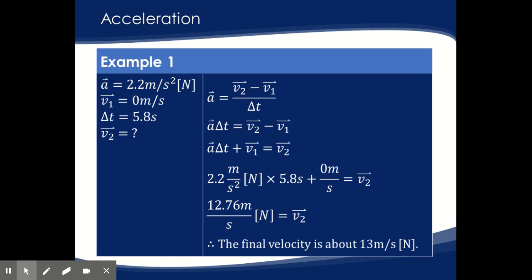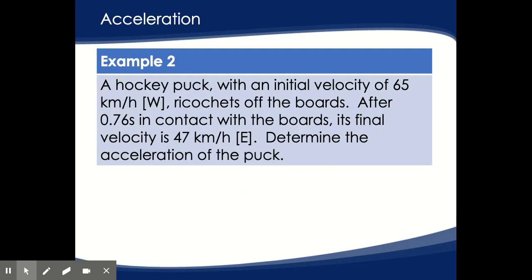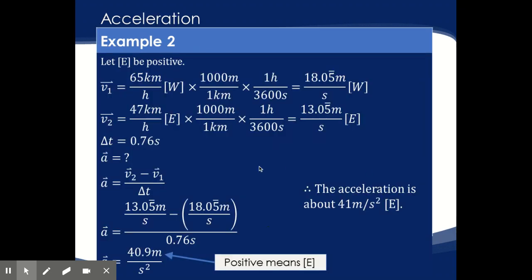Another example, a hockey puck with an initial velocity of 65 kilometers per hour west ricochets off the boards. After 0.76 seconds in contact with the boards, its final velocity is 47 kilometers per hour east. Determine the acceleration of the puck. So you are given a lot of information here. You have the initial velocity, you have the time, and you have the final velocity. So we are going to just plug that right into our acceleration formula.